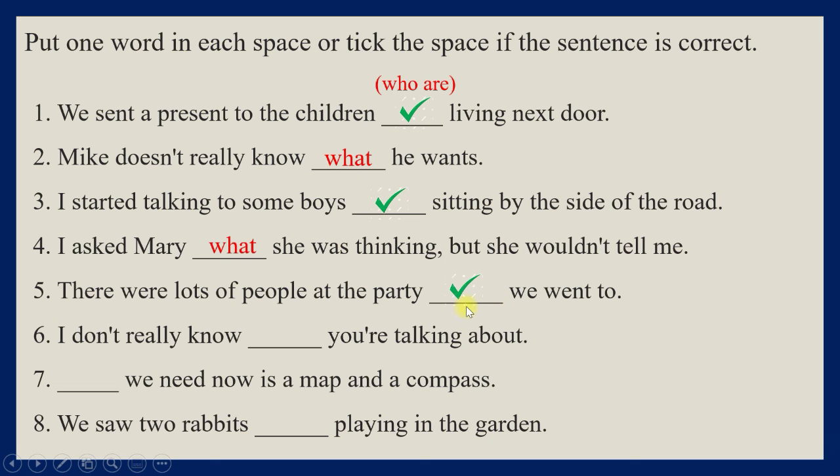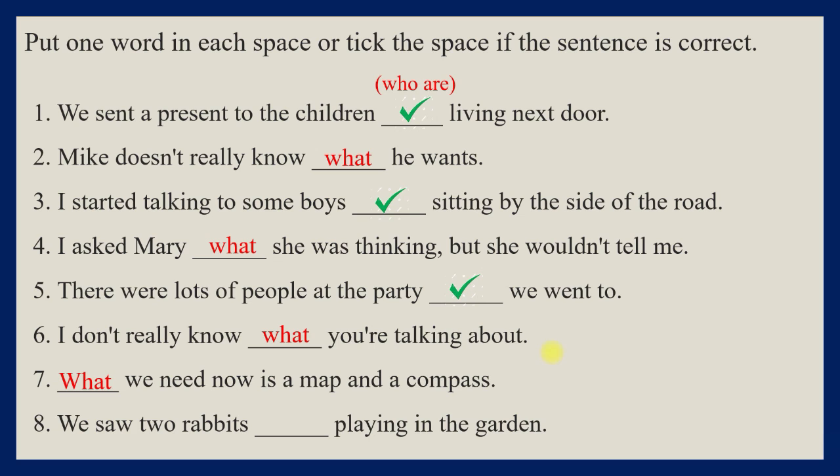Number 6. I don't really know what you're talking about. Again, the noun or the noun phrase which we are referring to by means of this pronoun is hidden in the sentence. So I don't really know the thing that you are talking about. So we can use what. Number 7. What we need now is a map and a compass. It means that the things we need now, or the things that we need now, is a map and a compass. So we can use what.